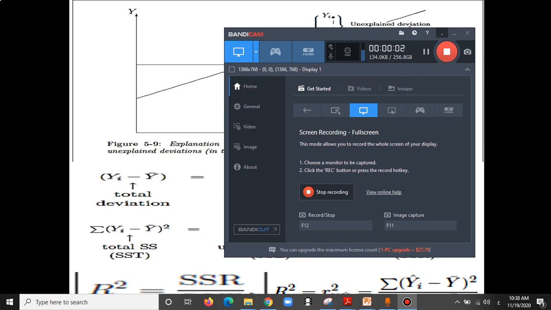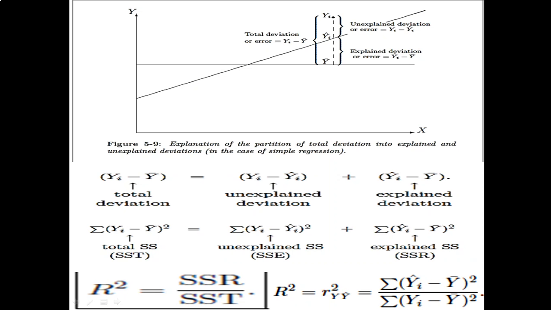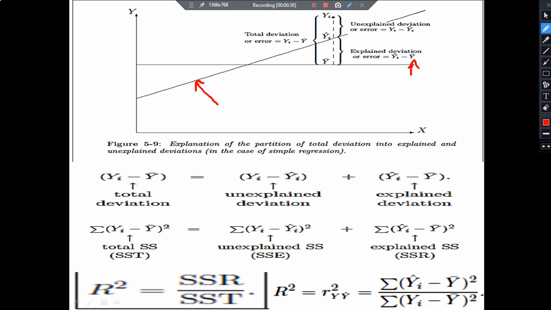By continuing the explanation of the coefficient of determination with this figure. This figure explains the partition of the total deviation into explained and unexplained deviation of the simple regression model. When we take a look at this line, it is y bar, which is the mean of y. This line explains the best fitting of the data, which is the linear regression line.